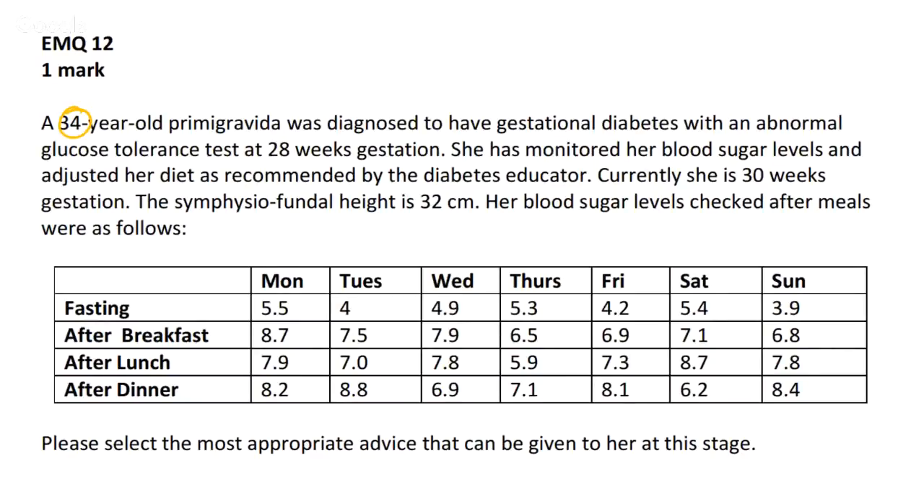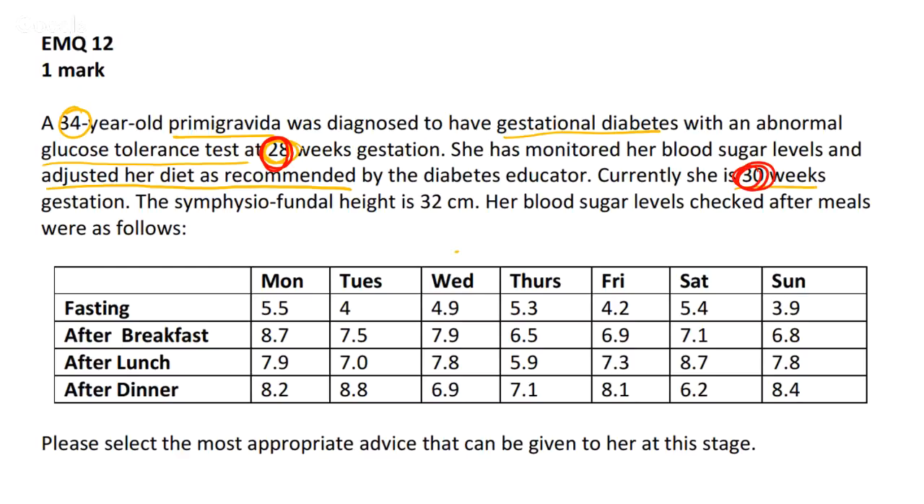So we have somebody who's 34, primigravid, so first pregnancy. They have GDM because they had an abnormal glucose tolerance test at 28 weeks, which is the normal time to do it. Monitored her blood sugars, adjusted her diet as recommended, which is important. She's 30 weeks, so that also is important. Okay, so at 28 weeks, she was picked up to have GDM.